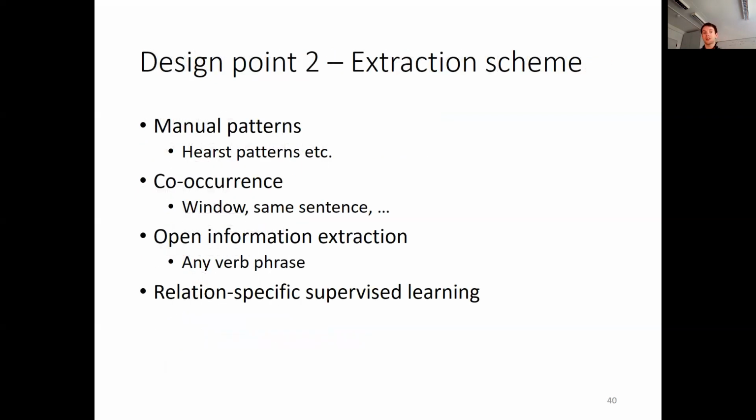The second design point is the extraction scheme. Starting with the simplest, the extraction scheme are manual patterns, for example, Hearst patterns. Manually defined patterns like X eats Y allow us to extract simple relationships. More relaxed extraction schemes are just co-occurrence. So YAGO and DOQ use that. Let's just look at whether a subject and an adjective or a quantity co-occur within a certain window or within the same sentence. Take that as a signal.